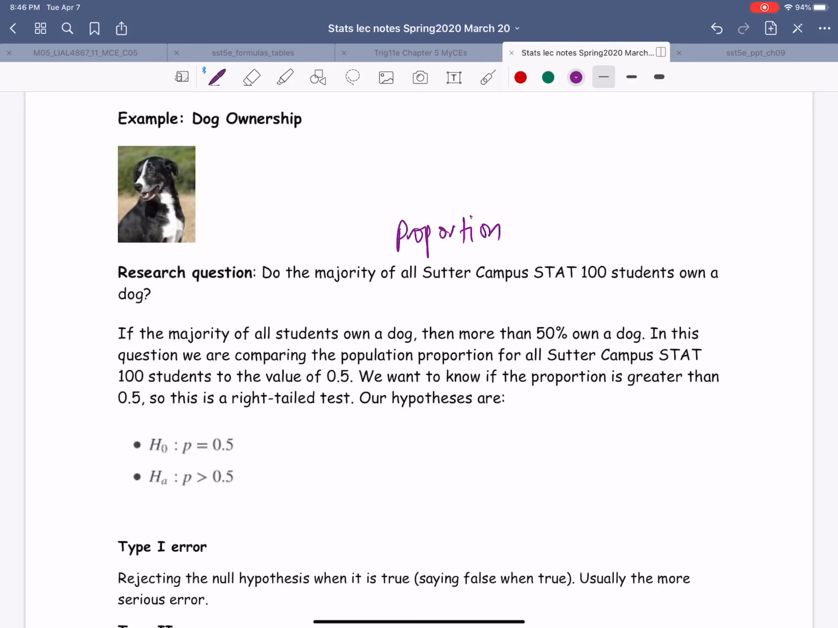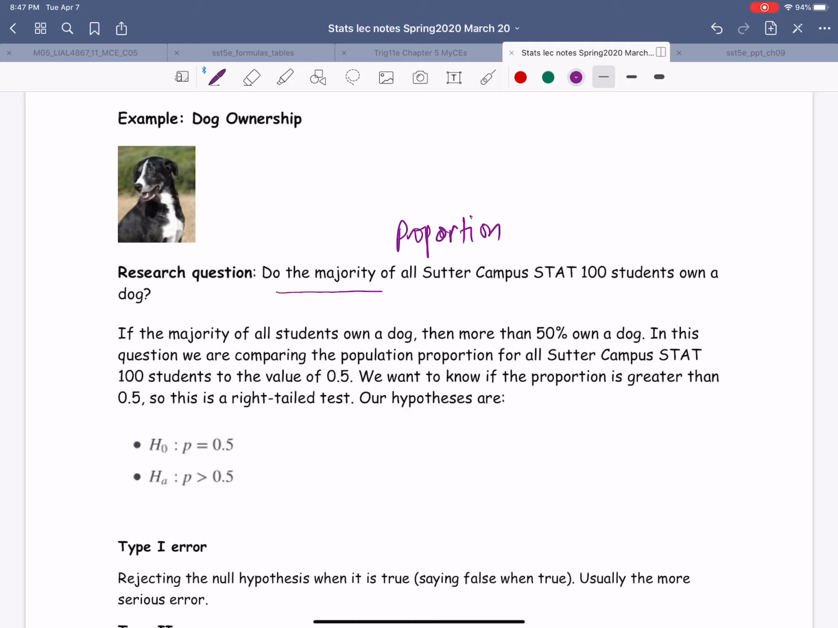Because if I'm the researcher and I'm asking people this question, I will be asking, do you own a dog? And the answer would be yes or no. It would not be a number. If the answer is going to be yes or no, then it's a proportion problem. If my answer is going to be a number, then it's going to be a mean problem.